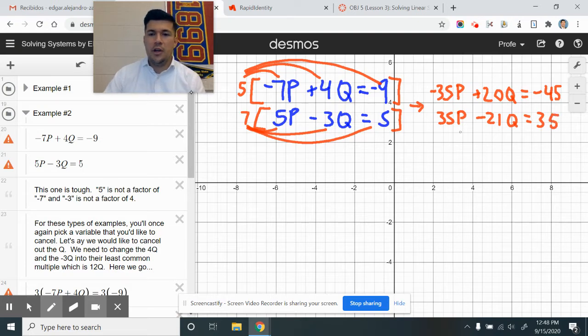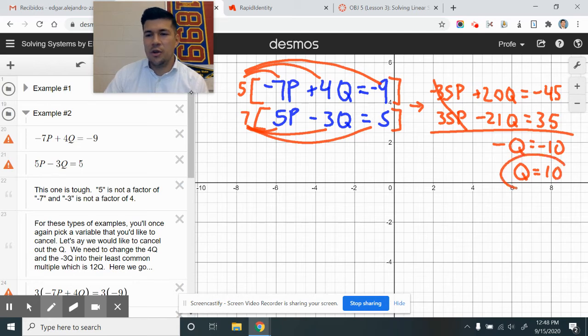And that one's positive. So now when I combine my equations, all right, my negative 35p and 35p cancel out. 20q plus negative 21q gives me negative q. And negative 45 plus 35 gives me negative 10. So negative q equals negative 10. Divide by negative 1, so you get q equals 10, which is solid gold. All right, I've got q equals 10.